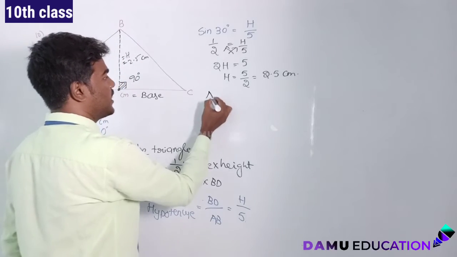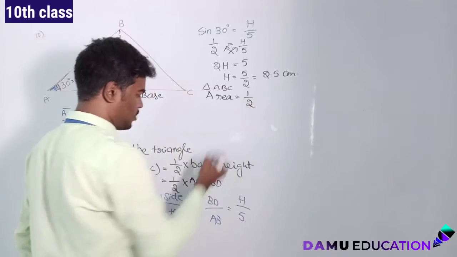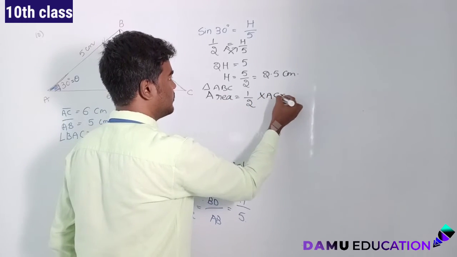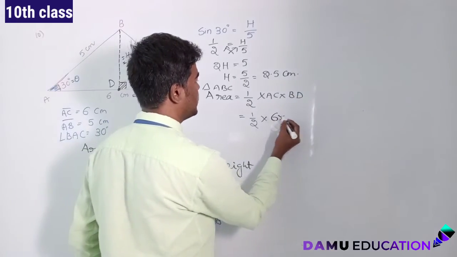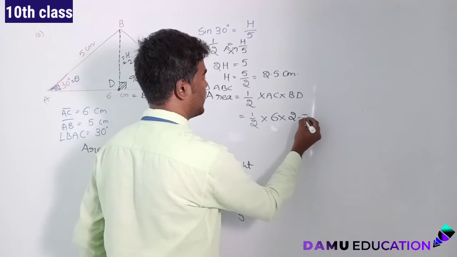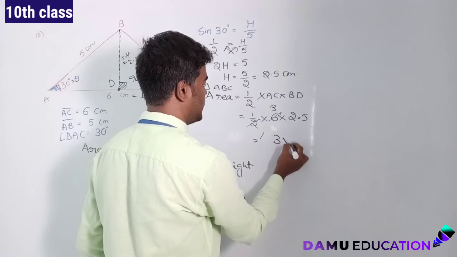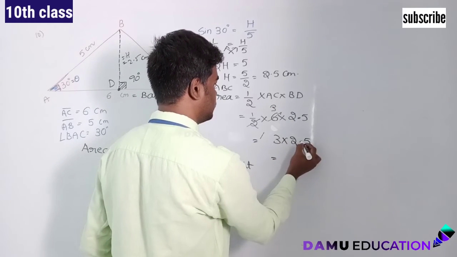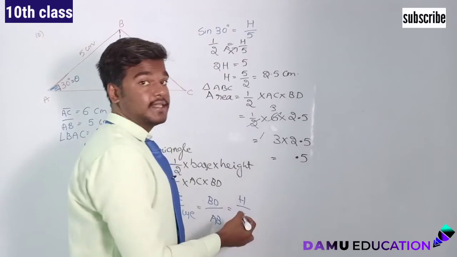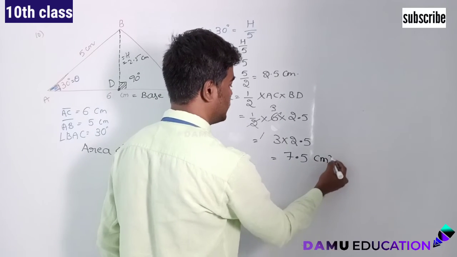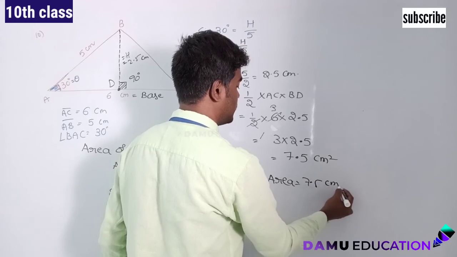Then what is the area? Area of triangle ABC is equal to half into base into height, that is half into AC into BD. Base AC is 6, and BD is 2.5. So 3 into 2.5: 3 fives are 15, then 3 twos are 6 plus 1 is 7, so 7.5 centimeter square. So area will be equal to 7.5 centimeter square.